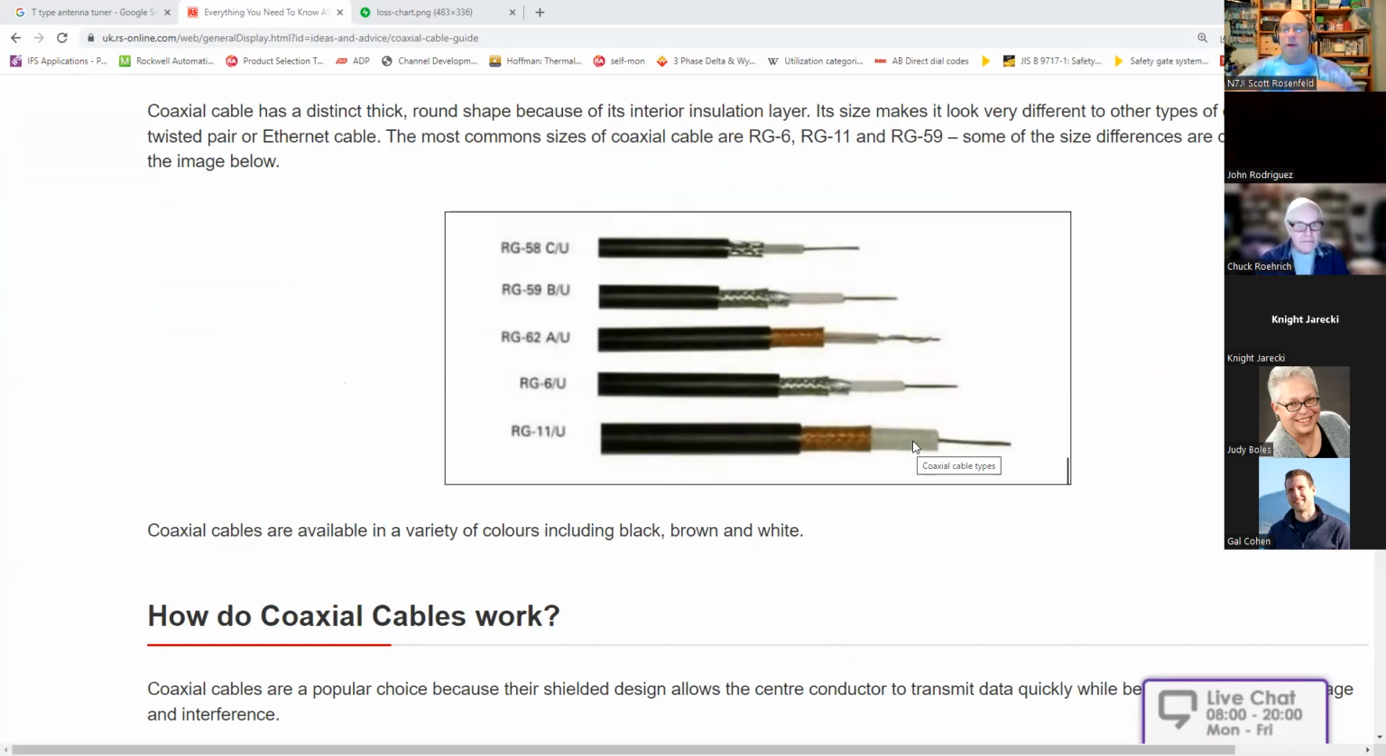What's nice about this is that all of the energy that's being carried in the cable exists in between the shield, which is that braided steel or aluminum or copper, and the center conductor. Most of that is inside plastic, depending on the size of the cable that you're looking at. So notice you've got RG58, 59, 62, 6, and 11.